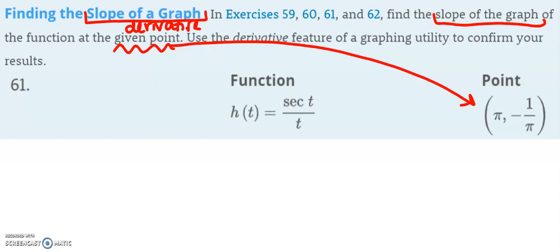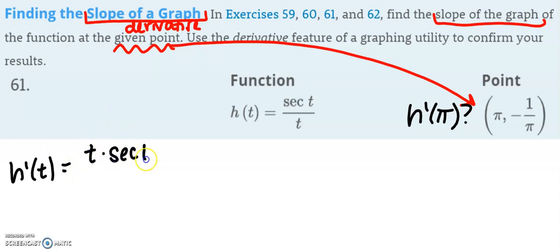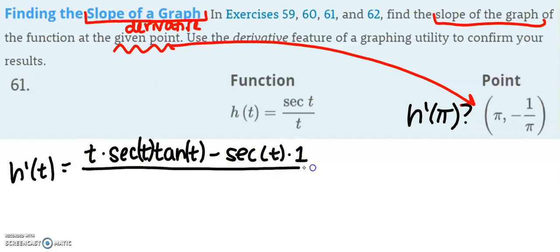First, in order to find h prime of pi, which is what I really want to find, I want to start by finding h prime of t. So h prime of t is going to require the quotient rule. Low d high, too many t's going on, minus high d low, all over low squared.